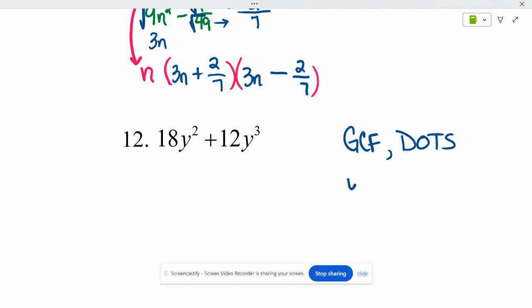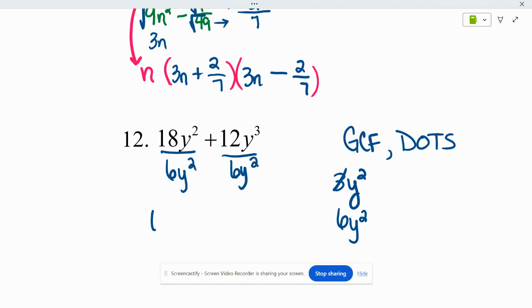What's the smallest y power that they both have? So y squared. Okay, good job, sir. Do you see a number that divides both 18 and 12? Okay. Does anybody see anything else? 6. Are those both divisible by 6? Yeah. So I think 6y squared is our GCF. So let's take that out first and see if then we end up with the difference of 2 squares. We're just doing it a piece at a time.